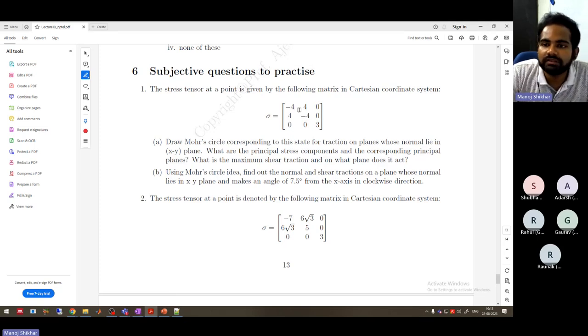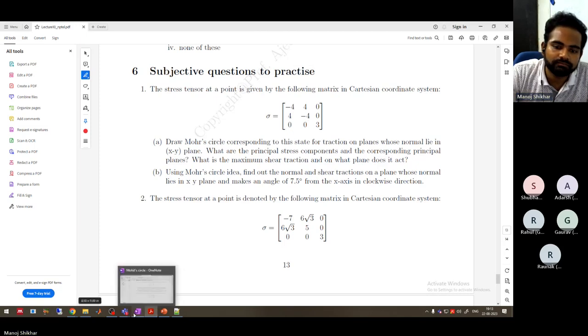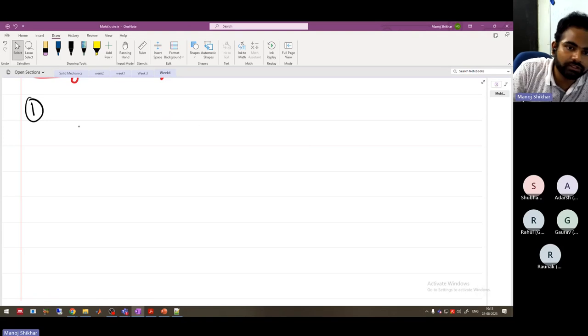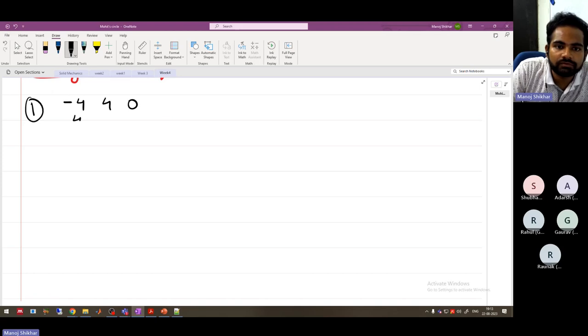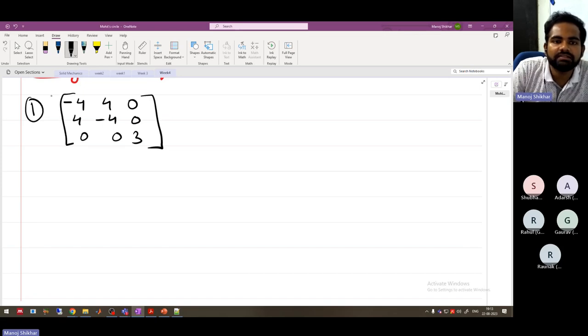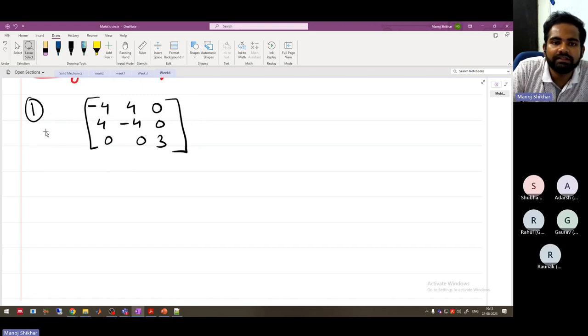So I will just remember this -4, 4, -4. So we are given -4, 4, 0, 4, -4, 0, 0, 0, 3. I hope you people, whenever you read the subject, you realize that the stress matrix representations which we are taking are actually symmetric because we need to satisfy A and B. So you can see it is symmetric here.